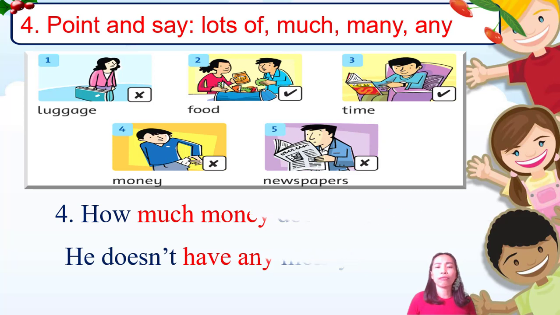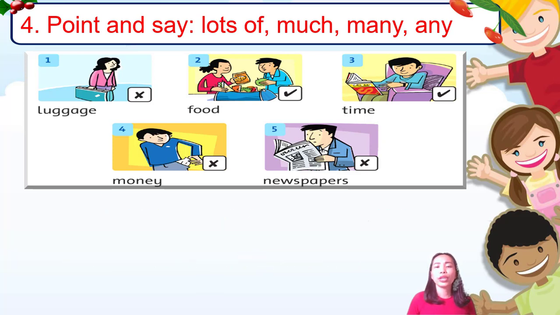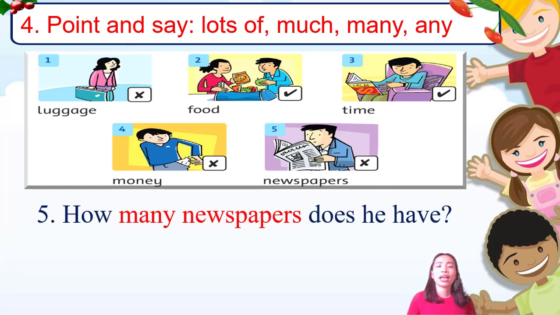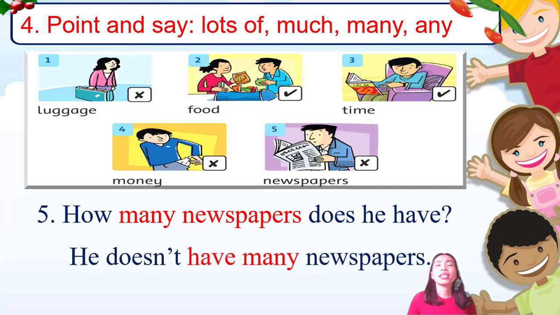Let's look at picture number 5. The word is newspapers. And can you see the tick? Can you see the cross here? So, how do you ask and how do you answer? Let's see. How many newspapers does he have? Yes, because newspaper is countable, right? And the answer is, he doesn't have many newspapers. Yes, thank you.